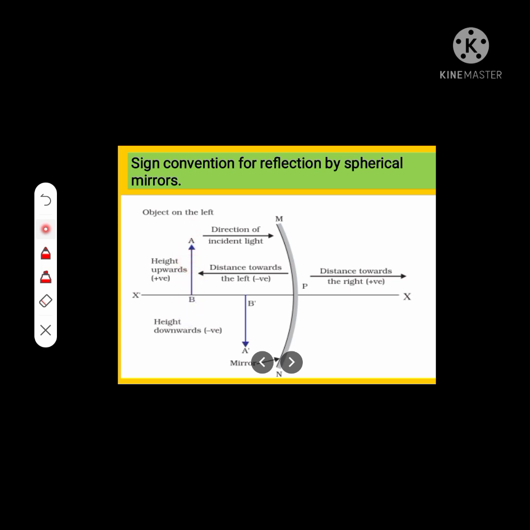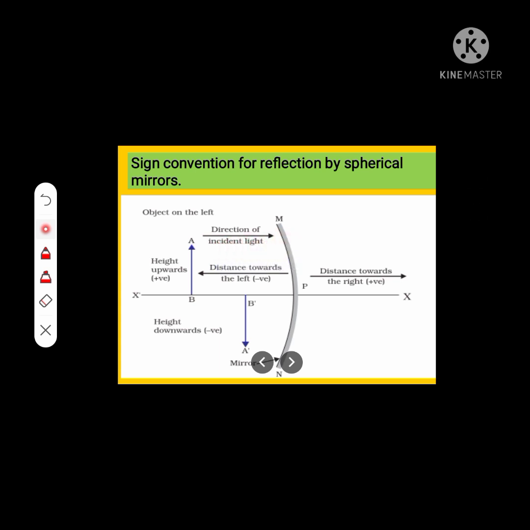This implies that the light from the object falls on the mirror from the left-hand side. So we can say that the direction of light is always from left to right. This is the incident light. So we always place the object to the left of the mirror.